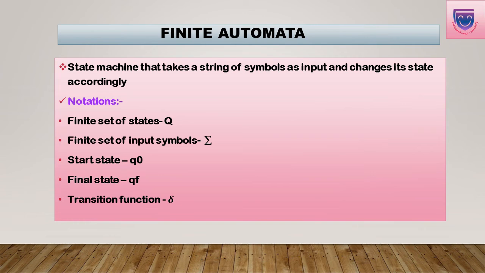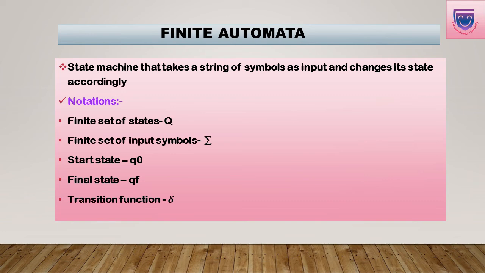What is finite automata? A finite automata is a state machine. It's a state machine that takes a string of symbols as input and changes its state accordingly. In other words, it is a recognizer for a regular expression. When a regular expression string is fed into the finite automata, it changes its state for each literal. If the input string is successfully processed and the automata reaches the final state, that is the acceptance state, the string is accepted.